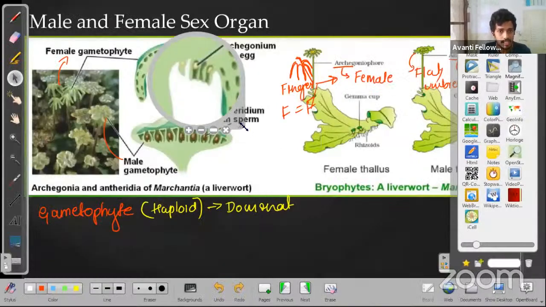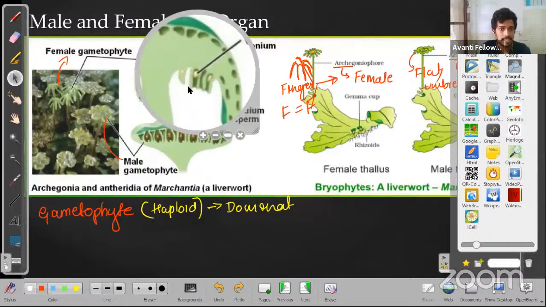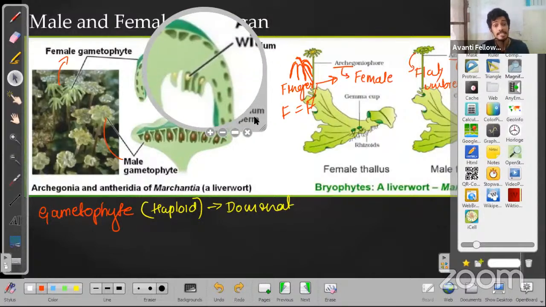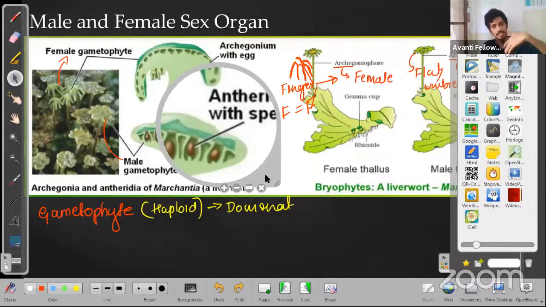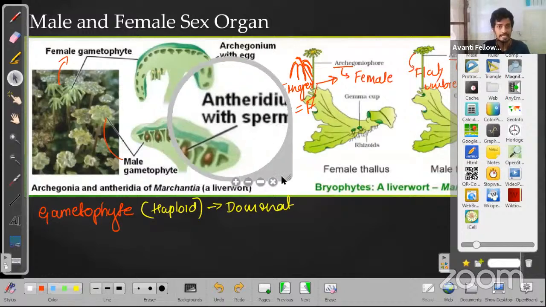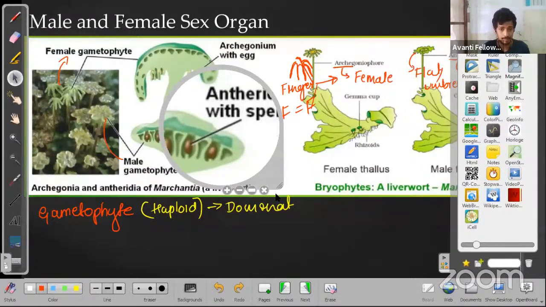If you watch here closely, you can see the dominant is always the haploid. So you can see here there's a pouch-like structure. Within that, a circular yellow-colored shape is there. What is that? That is actually an egg. Remember, the egg is present in the female structure in an upside-down manner, and the male is present within this structure in an upward manner, looking towards the sky. Antheridium with the sperm happens in this way. I think you guys understood that.